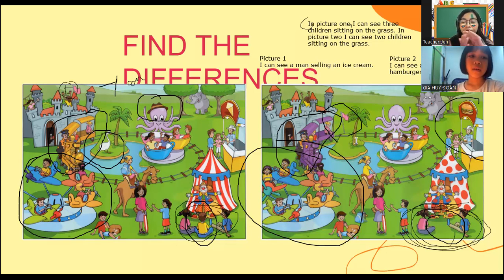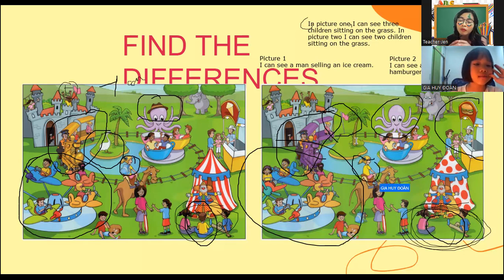In picture one, I can see a girl wearing a backpack. In picture two, I can't see a girl wearing the backpack. Okay. In picture one, the girl is wearing a backpack. In picture two, the girl is not or isn't wearing a backpack. Perfect, Hannah. Very good. What else?